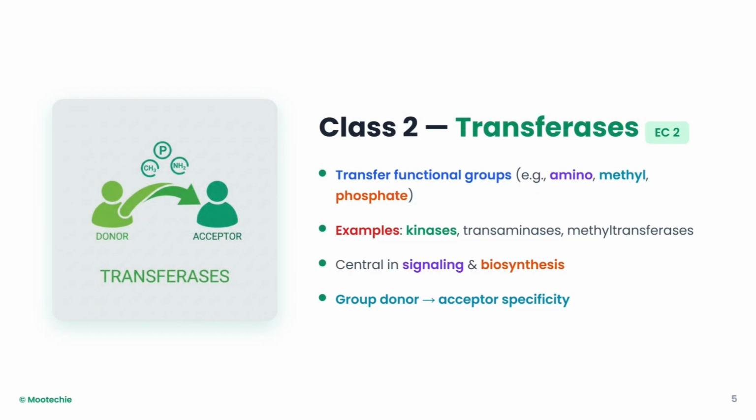Class 2, transferases. These enzymes transfer functional groups from one molecule to another, groups like amino, methyl, or phosphate. Think of kinases, transaminases, and methyltransferases. They play a central role in cellular signaling and biosynthesis. Their operation depends on a specific group donor and a specific acceptor. Now let's move on to a class that uses a molecule we all know very well.